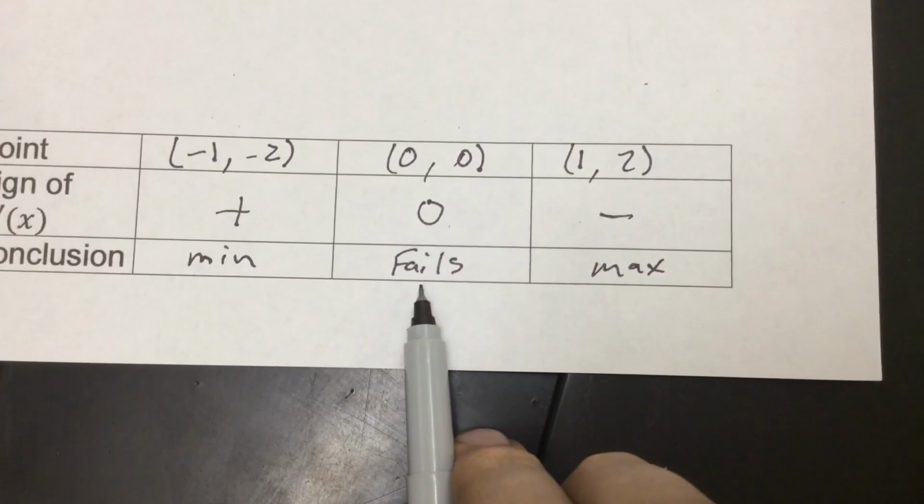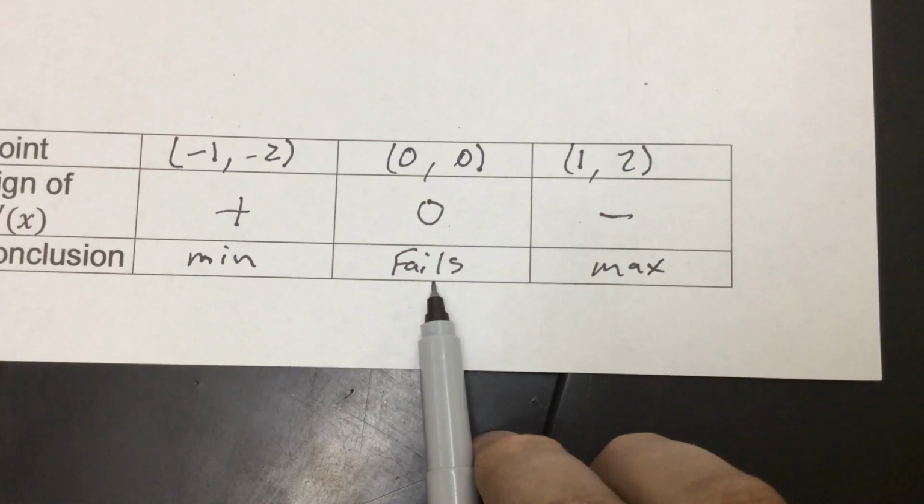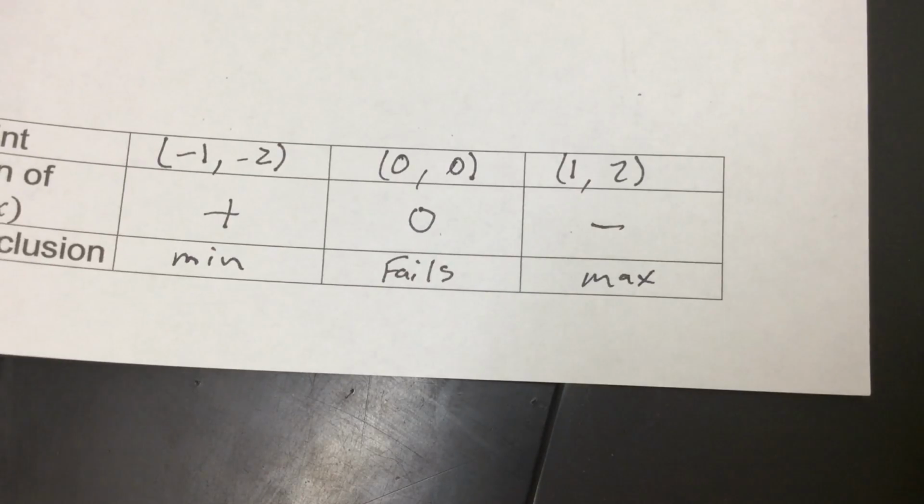Now here, because this failed, we would technically have to go back to the first derivative test and look at, okay, where are we increasing, where are we decreasing, and determine whether it's a max or a min.